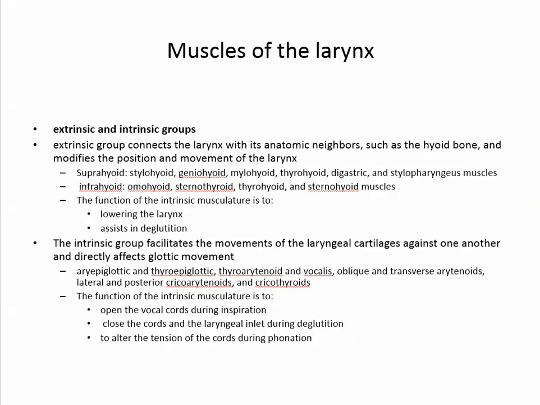The larynx is made up of extrinsic and intrinsic groups of muscles. The extrinsic group connects the larynx with its anatomic neighbors such as the hyoid bone and modifies the position and movement of the larynx, whereas the intrinsic group facilitates the movements of the laryngeal cartilages against one another and directly affects the glottic movement. Among the extrinsic muscles, the suprahyoid group includes the stylohyoid, geniohyoid, mylohyoid, thyrohyoid, digastric, and stylopharyngeus muscles, and the infrahyoid muscles include the omohyoid, sternohyoid, thyrohyoid, and sternothyroid muscles. The main function of the extrinsic musculature is to lower the larynx and assist in deglutition.